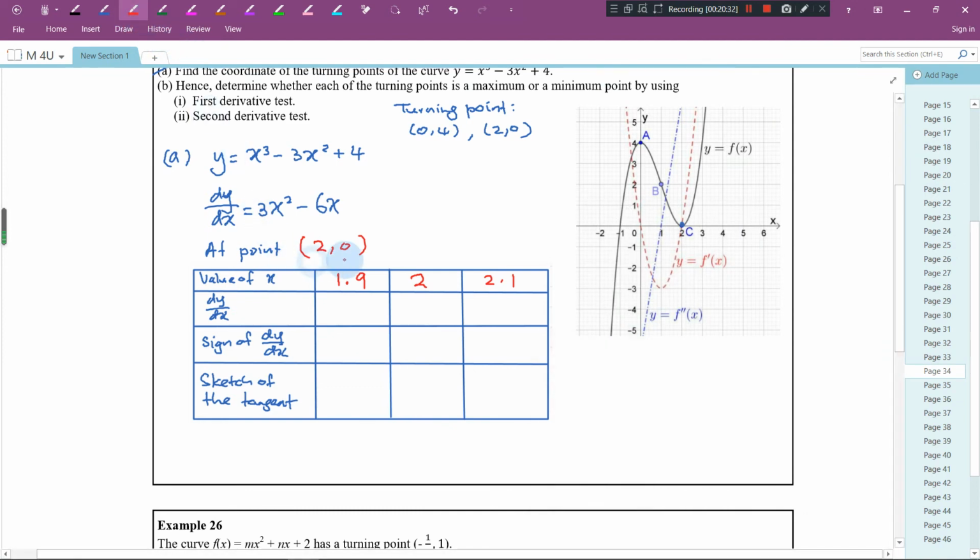Let me write down all the values that we got just now. Negative 0.57, 0, 0.63. Okay, negative, right? Oh yes, correct, negative. So this sign is negative, 0, this is positive. Negative, the gradient goes downward, 0 horizontal, then positive, the gradient goes upward, inclining upward like this. So from here we know this is a minimum point.